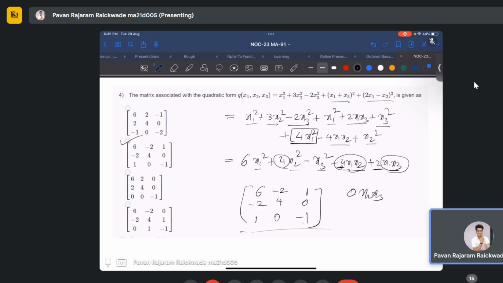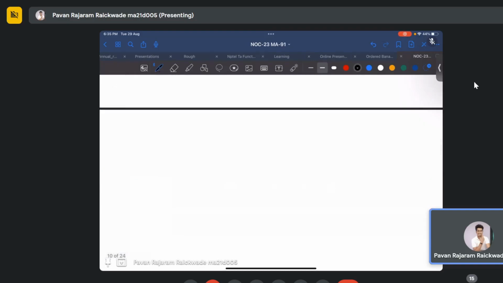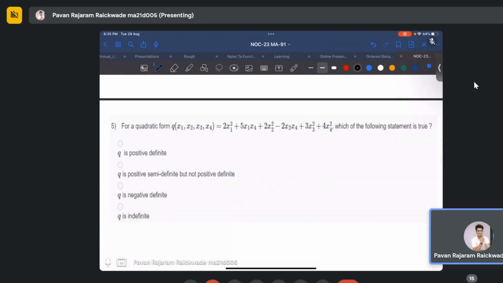Okay, that's good. Let's go for question number 5. For a quadratic form, which of the following statements is true? So one logic is you find the matrix corresponding to this quadratic form.